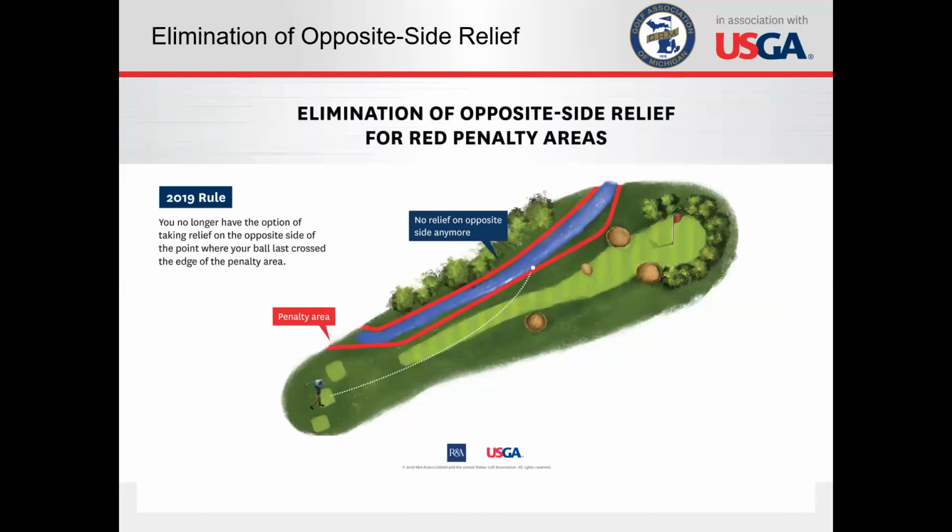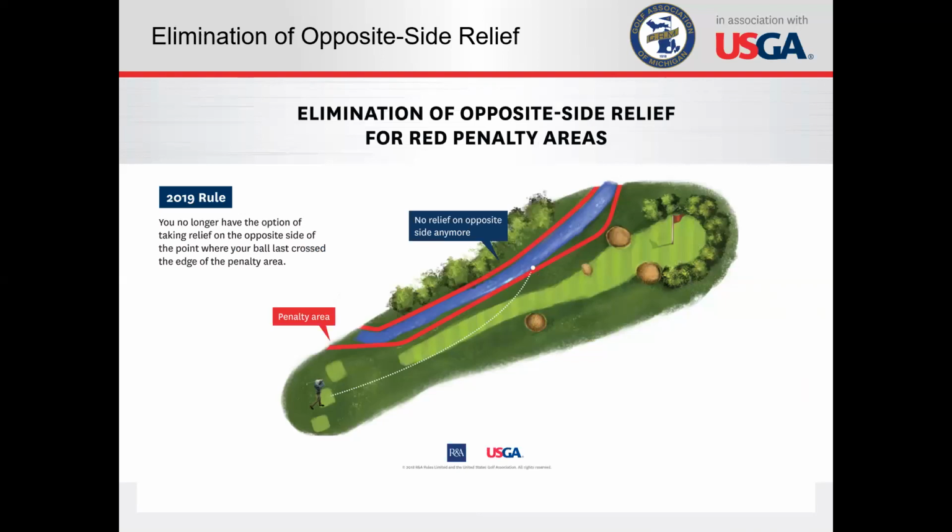There is an exception that you can put it in play with the local rule. So if there's a part on your course or a golf course that it would be a good idea to have this in there, you can put in the local rule saying the opposite margin or opposite side relief option for a red penalty area on hole number 16 at Forest Lake will be in effect. That's something that the club can do at the local level, but again, it has to be put in as a local rule.